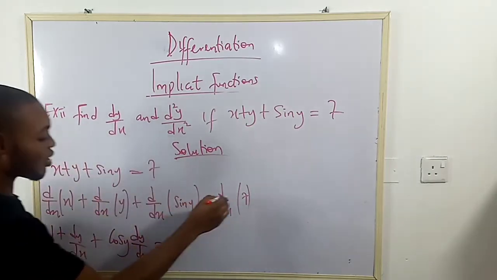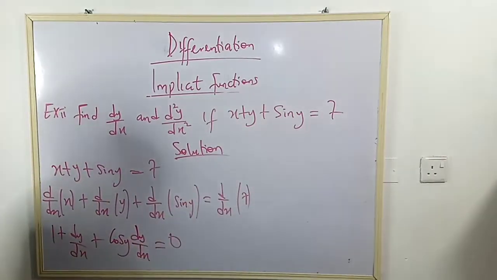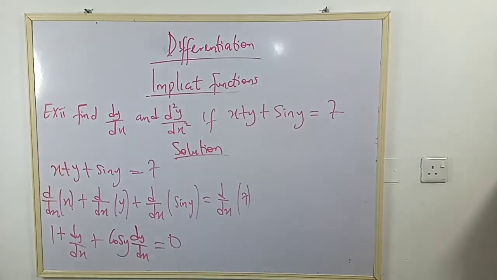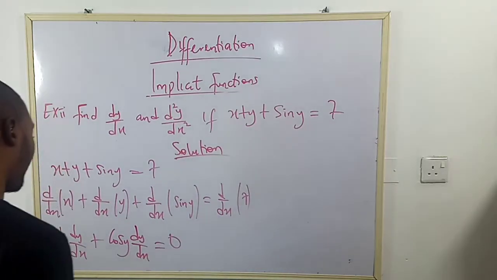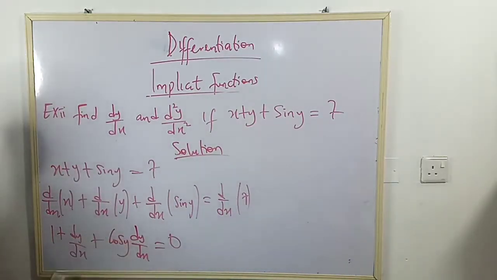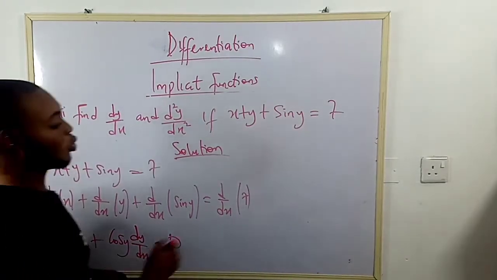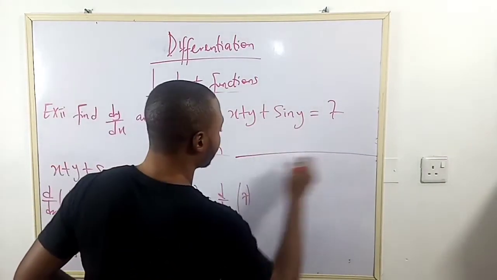Equals the derivative of 7, which is a constant. So the derivative of 7 will be 0. So from what we have there, now we find our dy/dx.